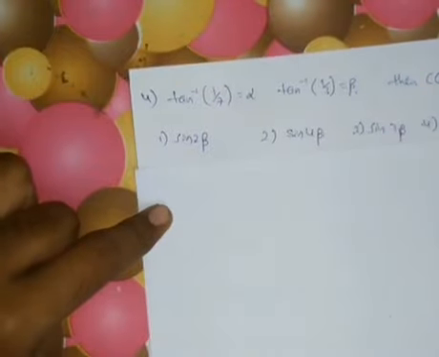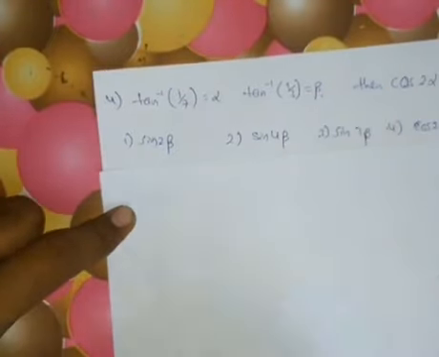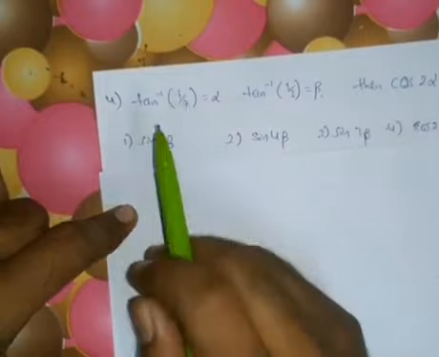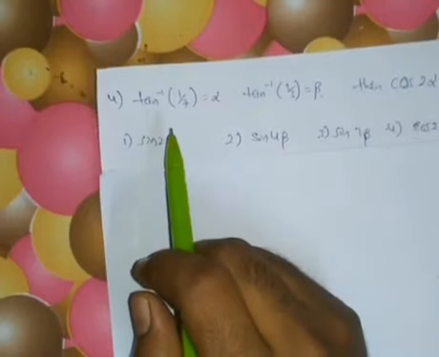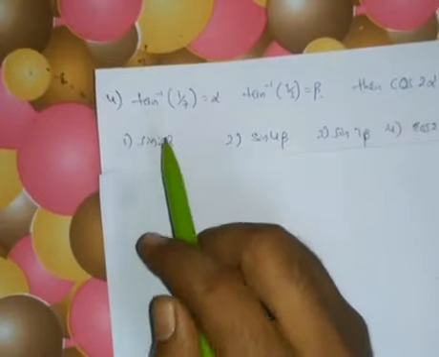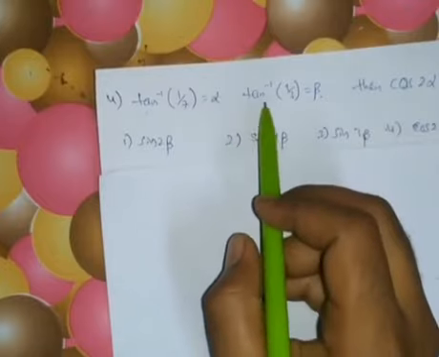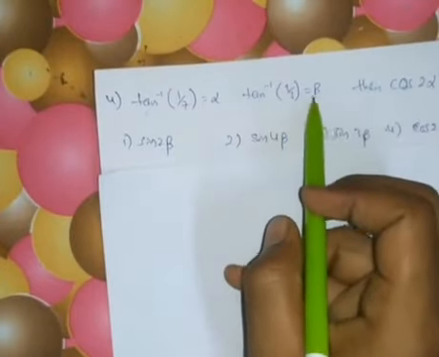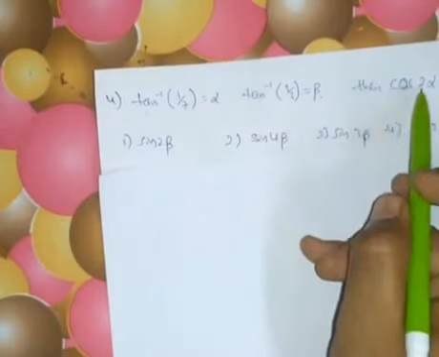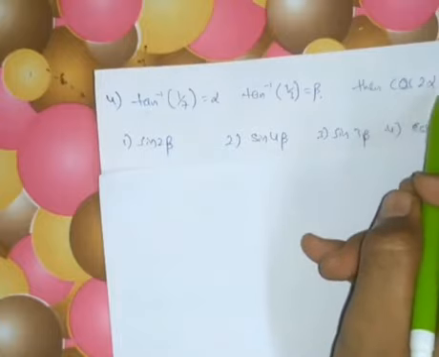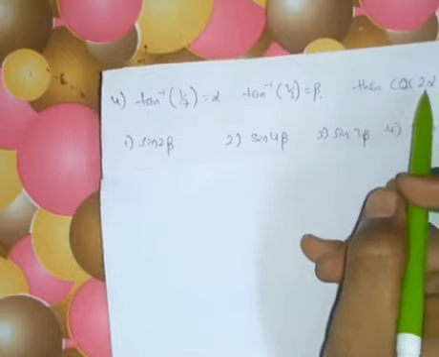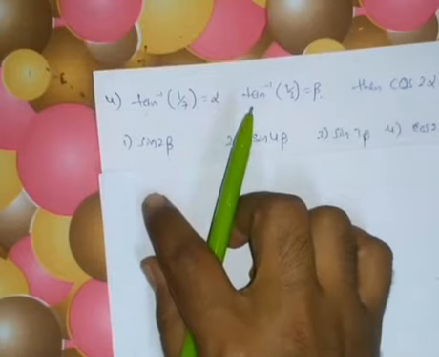The last question of this session is given like this: tan inverse of 1 by 7 is equal to alpha, tan inverse of 1 by 3 is equal to beta. Then he is asking, cos 2 alpha is equal to how much? Options are given like this.